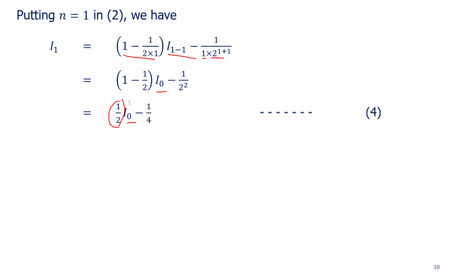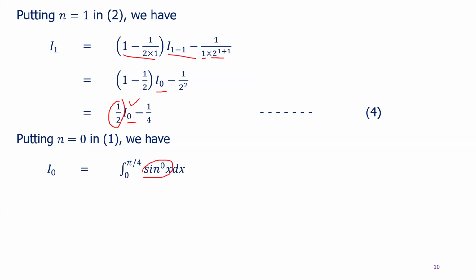Now we want to find out what is the value of I_0. So if we put n equal to 0 in the first equation, we have I_0 is equal to the integral from 0 to pi by 4 of sine to the power 0 x dx. Anything to the power 0 is 1, so sine to the power 0 x is 1. If we integrate it, the integration of 1 is x under the limit 0 to pi by 4. Therefore, the value of I_0 is equal to pi by 4.